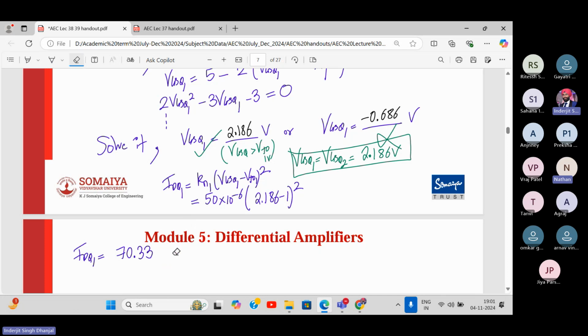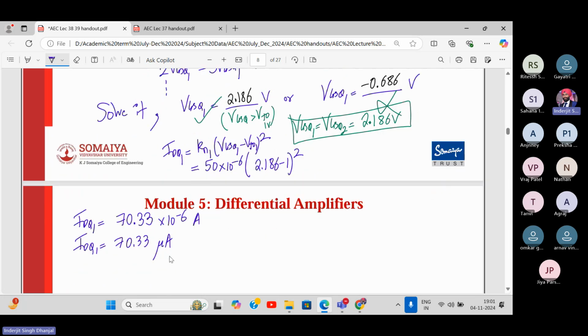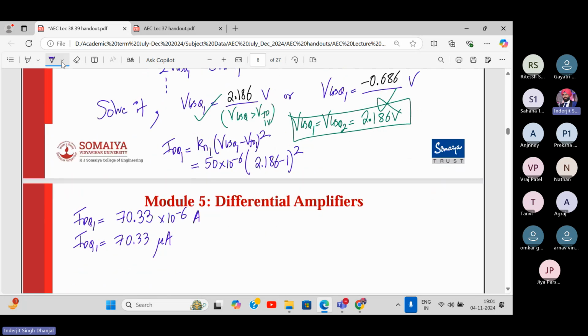Or rather it is 70.33 into 10 raised to minus 6 amperes. If you don't want to write this microampere, then let it be this only, but don't write it wrong. So it's microamperes, correct? And now due to symmetry, we can say IDQ1 is equal to IDQ2 is equal to 70.33 microamperes. Got it?